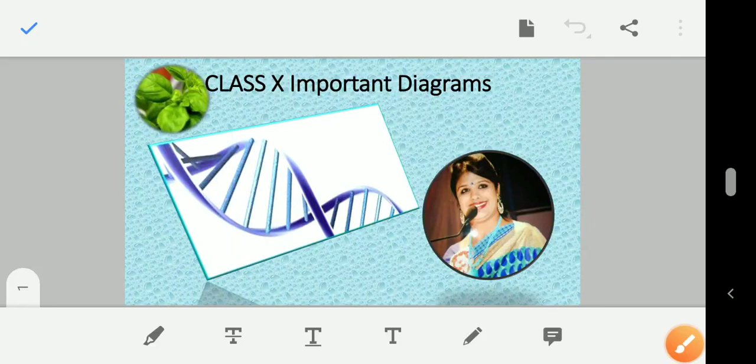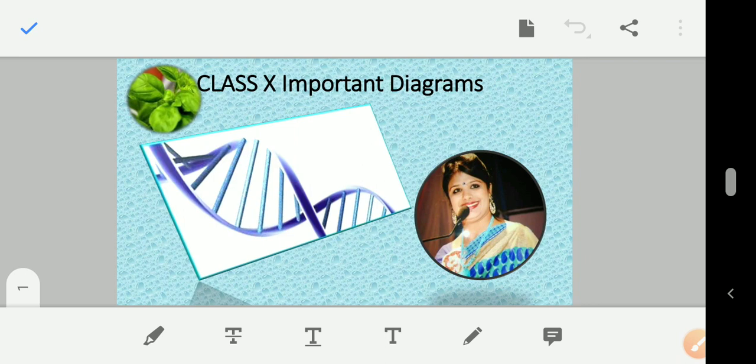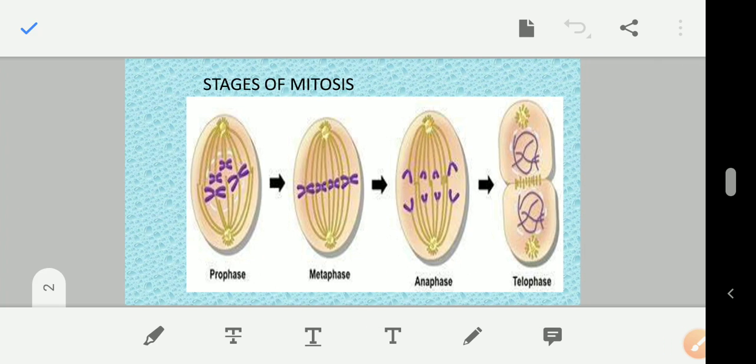Hello students, in this video we are going to discuss important diagrams for class 10th ICSE biology. Our first chapter is cell cycle and cell division. In cell cycle and cell division, the important question on the diagram based is stages of mitosis. There are four stages of mitosis: prophase, metaphase, anaphase, telophase. This particular question is important to draw the diagram as well as to identify the diagram.